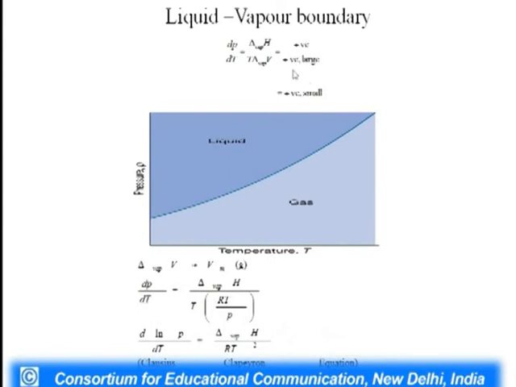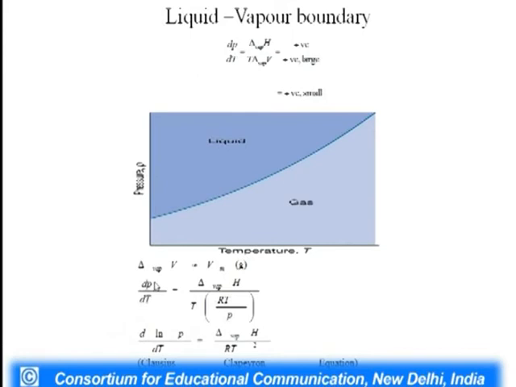Now, just try to modify this equation. We know that ΔV for gas vapor is almost V of gas, since V of gas is much greater than V of liquid. ΔV is V gas minus V liquid, and since V gas is quite large compared to V liquid, ΔV can be written simply as Vm gas.